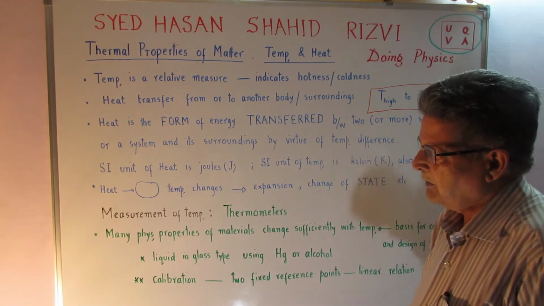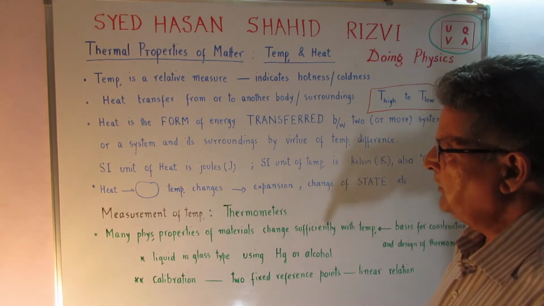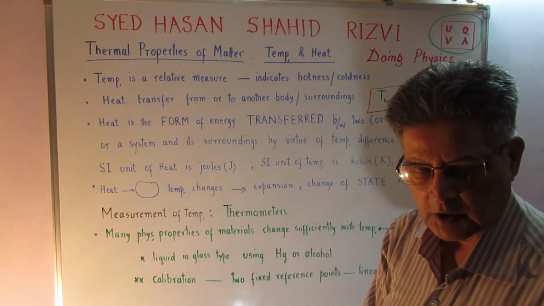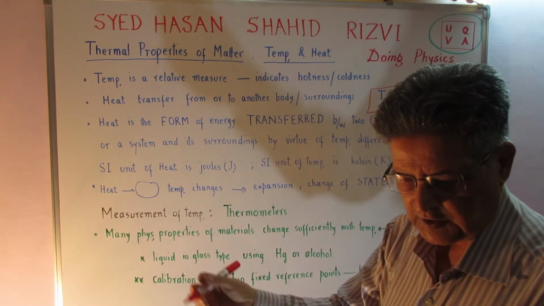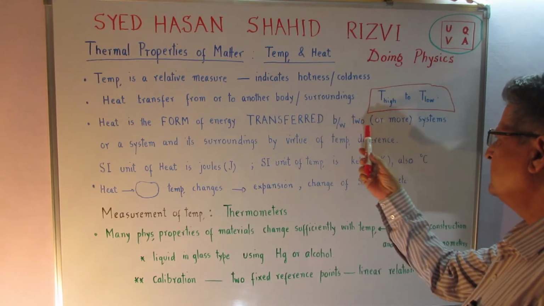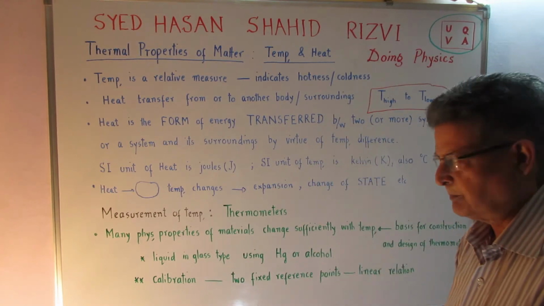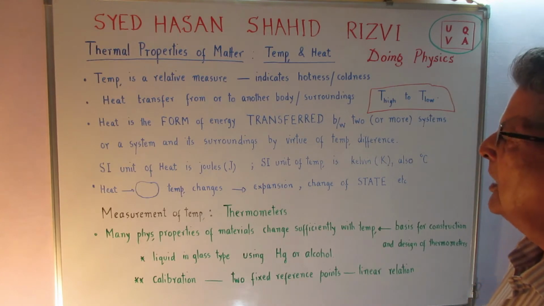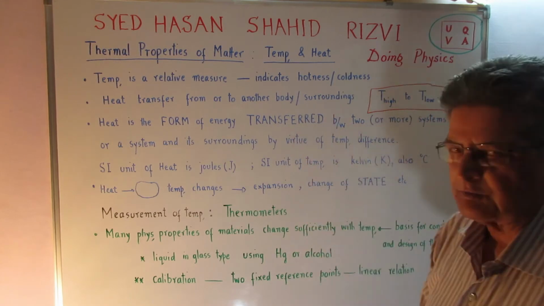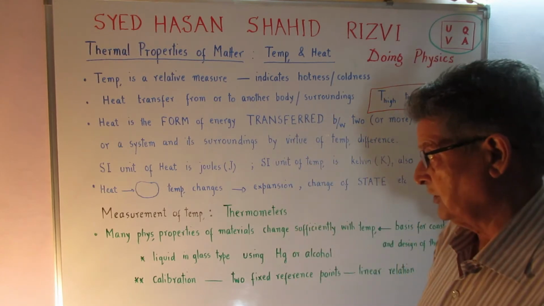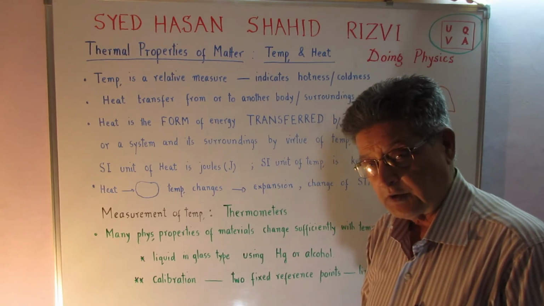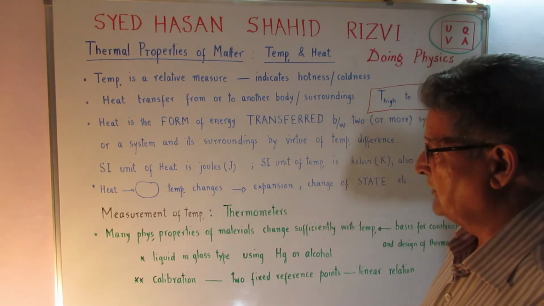So, to distinguish heat from temperature, heat is a form of energy. Like kinetic energy, potential energy, this energy, that energy, heat is also a form of energy which is transferred between two or more well-defined systems, or a system and its surroundings, by virtue of the difference of temperature. If there is a difference of temperature, then heat will be transferred. If there is no difference of temperature, no heat transfer can take place.